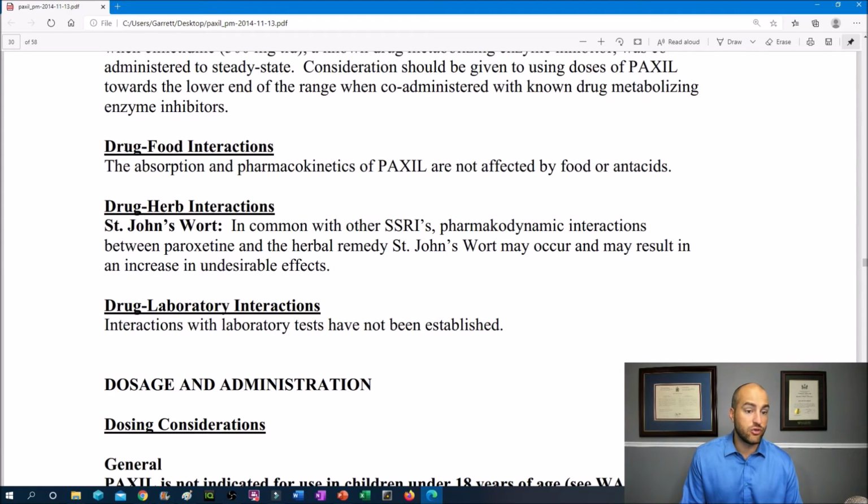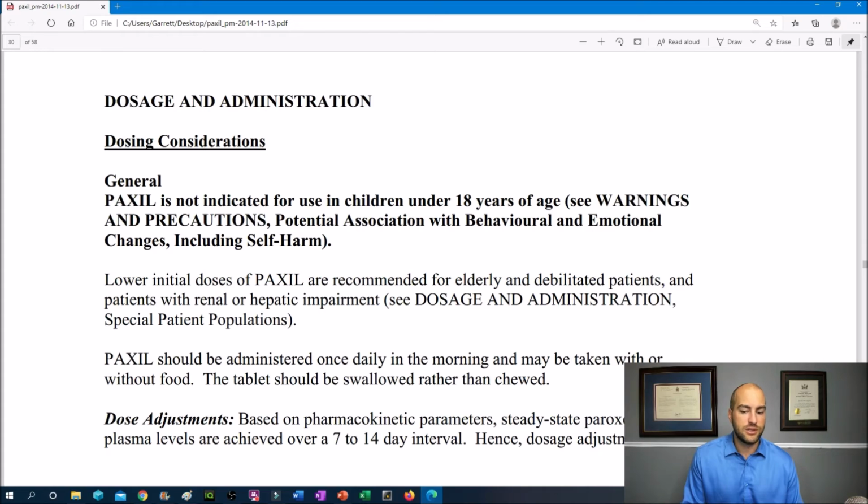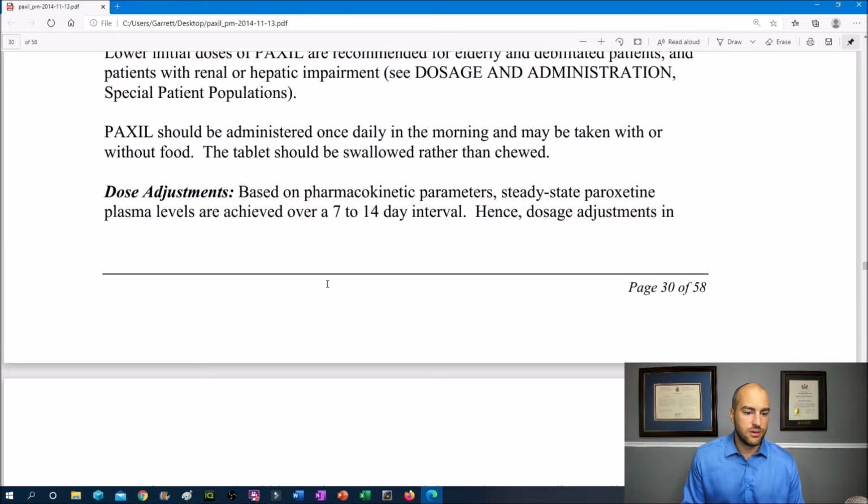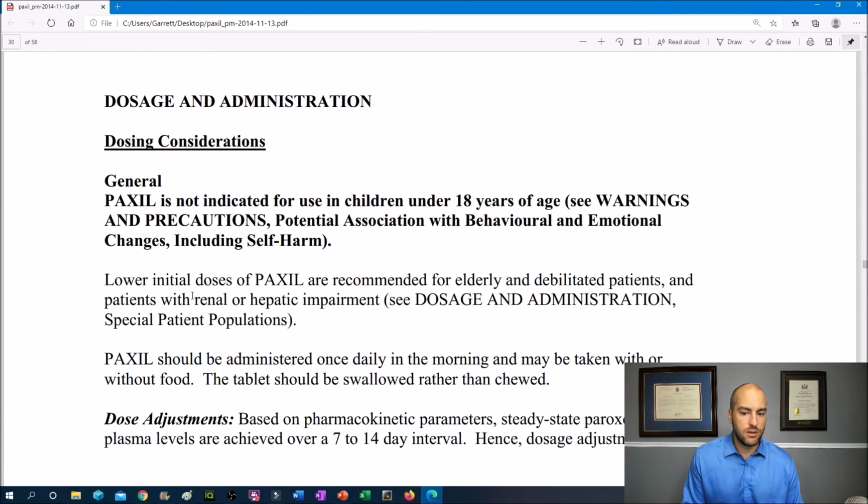One thing to note here, drug-food interaction, so the absorption and pharmacokinetics of Paxil are not affected by food or antacids. All right, dosage and administration. Just another warning here, Paxil is not to be used in patients under the age of 18 years old. Lower initial doses of Paxil are recommended for elderly and debilitated patients and patients with renal or hepatic impairment.